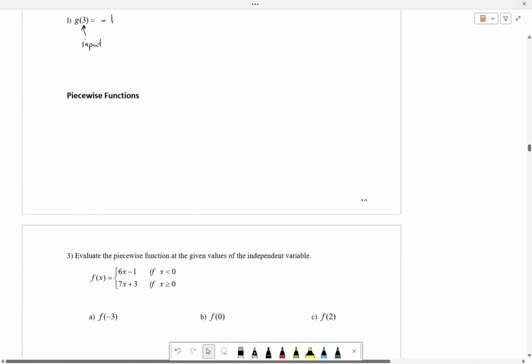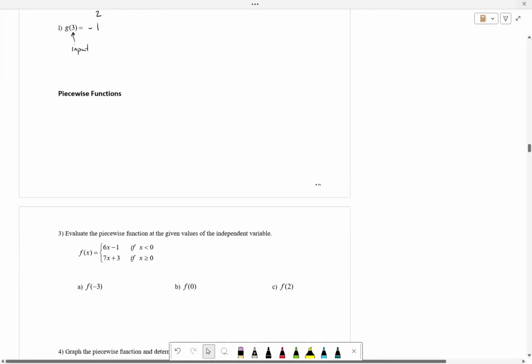Piecewise functions. Okay, piecewise is exactly what it means. It means it's a function that's separated into 2 pieces or 3 pieces or more than one piece. Normally the functions that we've done are just one piece. It's one big function. But what we have for number 3 is a standard way of writing a piecewise function. And you can see that there are 2 parts of them here.